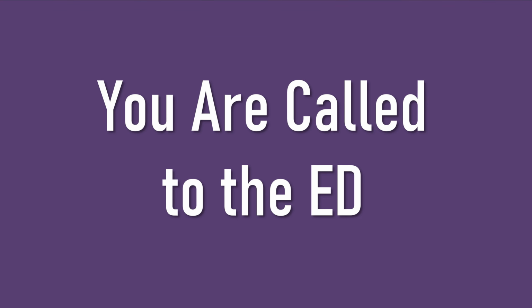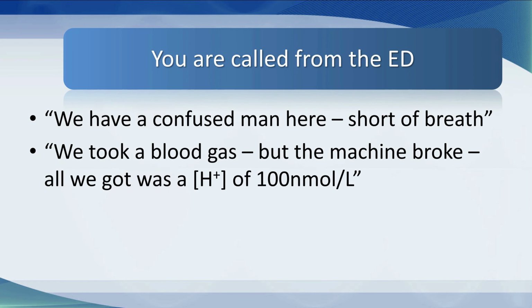Let's start with a scenario. You're called to the emergency room and you're told that there's a confused man there and he's very short of breath, and they took a blood gas but the machine broke and all they got in the printout was a hydrogen ion concentration of 100 nanomoles per litre. How sick is this patient?